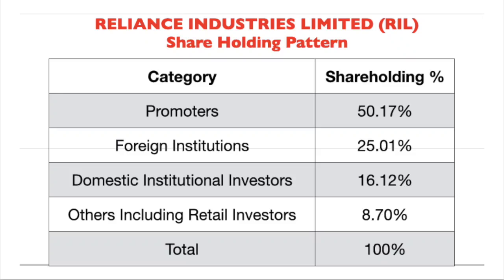Now, who are holding the shares? Means the shareholding pattern. Promoters are still holding 50.17%. Foreign institutions 25%. Domestic institutional investors approximately 16%, and retail investors like me and you are holding around 8.7%.